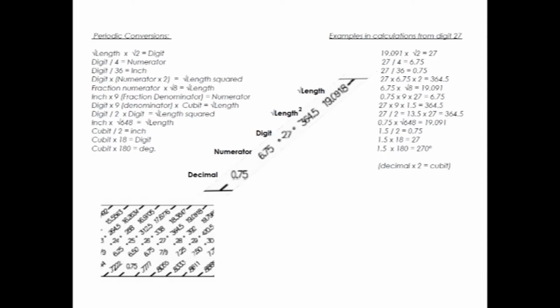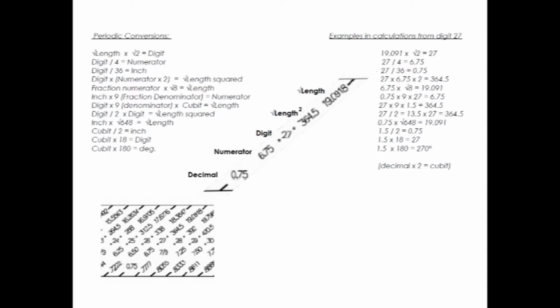27 divided by 2 equals 13.5. 13.5 times 27 equals 364.5. Inch times root 648 equals root length. 0.75 times root 648 equals 19.091. Cubit divided by 2 equals the inch. 1.5 divided by 2 equals 0.75.